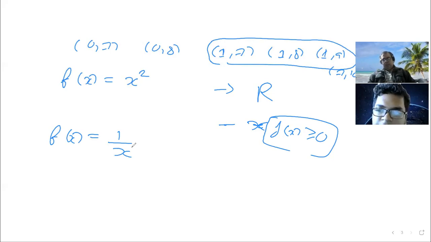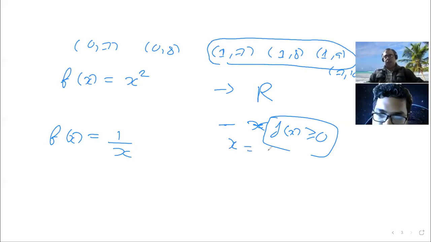Domain is the input, right? The domain is x to the power of -1. No, domain is all values. This is basically the input. 1 by x is the output. Even negative values are also possible. The output is defined even for negative values also.